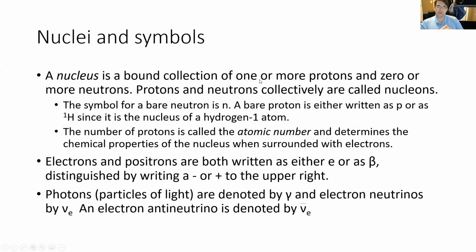All right, next thing we need to do is to take a look at some symbols. A nucleus is a bound collection. It's got 1 or more protons and could have neutrons, could not. Protons and neutrons collectively are called nucleons. The symbol for a bare neutron is an N. We don't call a bare neutron a nucleus, we just call it a particle N. A bare proton we can write as a P. We can also write it as H1 because it's the nucleus of a hydrogen 1 atom.